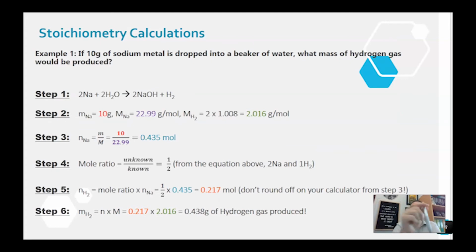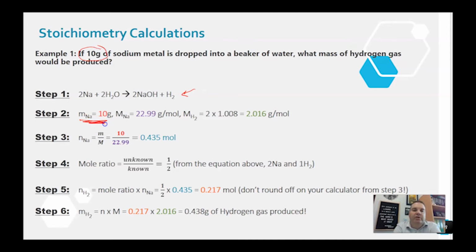So here we go. If we've got 10 grams of sodium metal, we drop it into a beaker of water, which is a really cool reaction, what mass of hydrogen gas would be produced? Okay, so step 1, balanced equation. So you can see here, we've got our balanced equation. It's really important that you get that right. Okay, so 2 moles of sodium with 2 moles of water gives us 2 moles of sodium hydroxide and 1 mole of hydrogen gas. Then we write down what we know. So up here in the question, it said we have 10 grams of sodium.